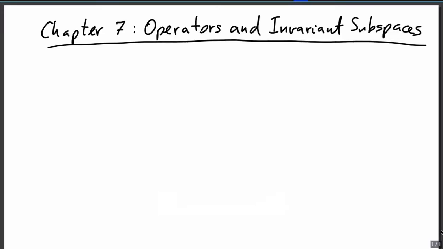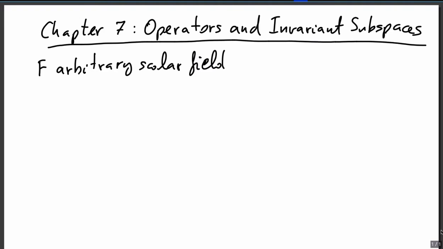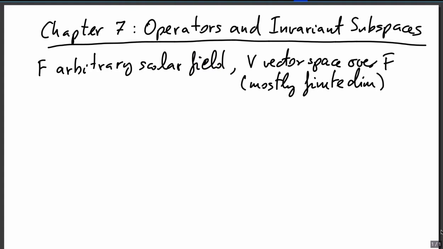We continue with Chapter 7, Operators and Invariant Subspaces. In this chapter, F will be an arbitrary scalar field, although there are some special cases for some special scalar fields. And also V will be a general vector space over the scalar field F. V is mostly finite dimensional, but we will also work with infinite dimensional cases as much as possible.